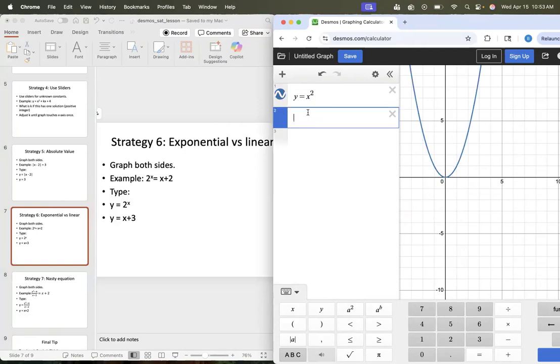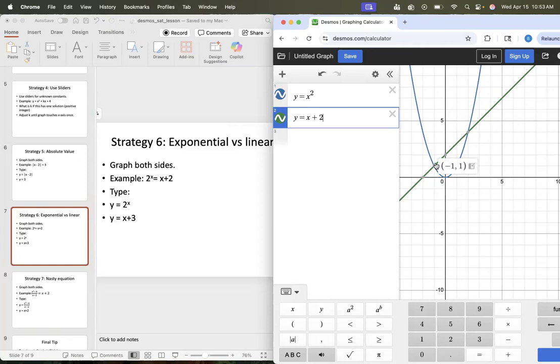But I said, look, there's another y. This y is also equal to what? x plus 2. And where these two graphs intersect, you get 2, 4, and minus 1, 1. Straightforward. It will do that for you.